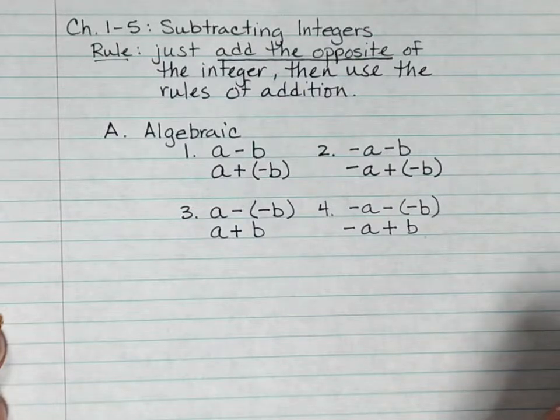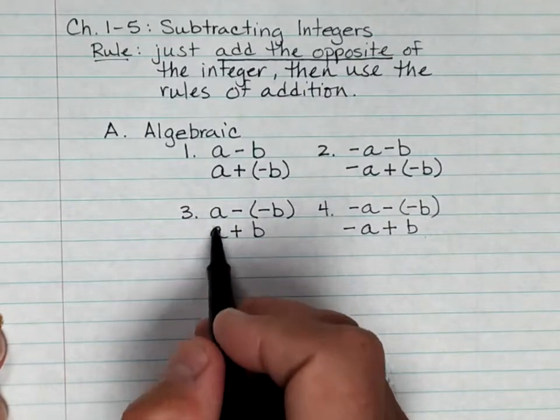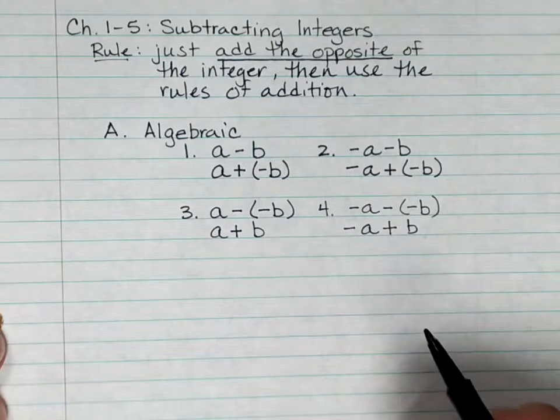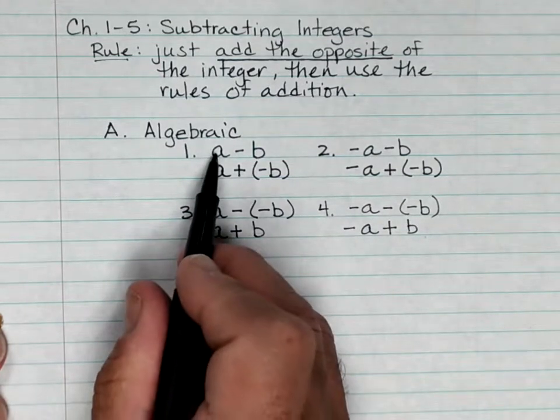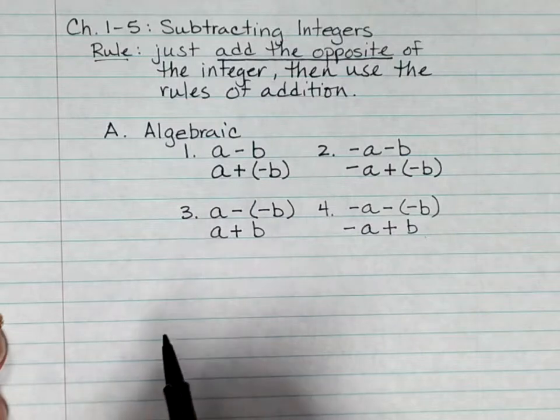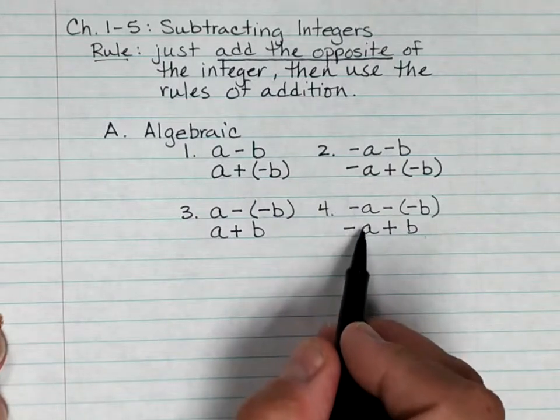Something to really remember here is that the first term in each example never changed. So if the first term was positive, it stayed positive. If the first term was a negative, it stayed negative.